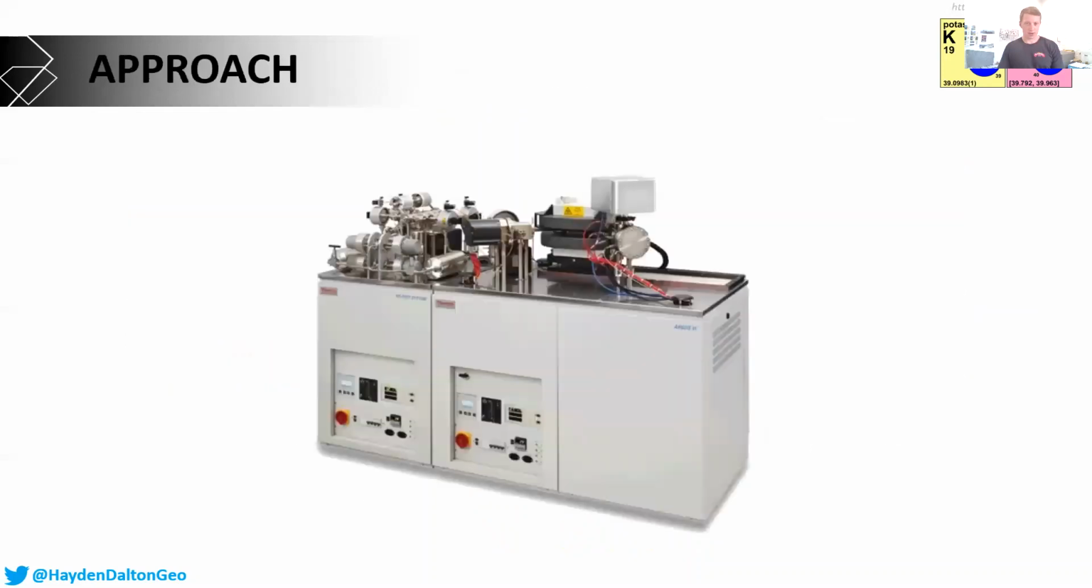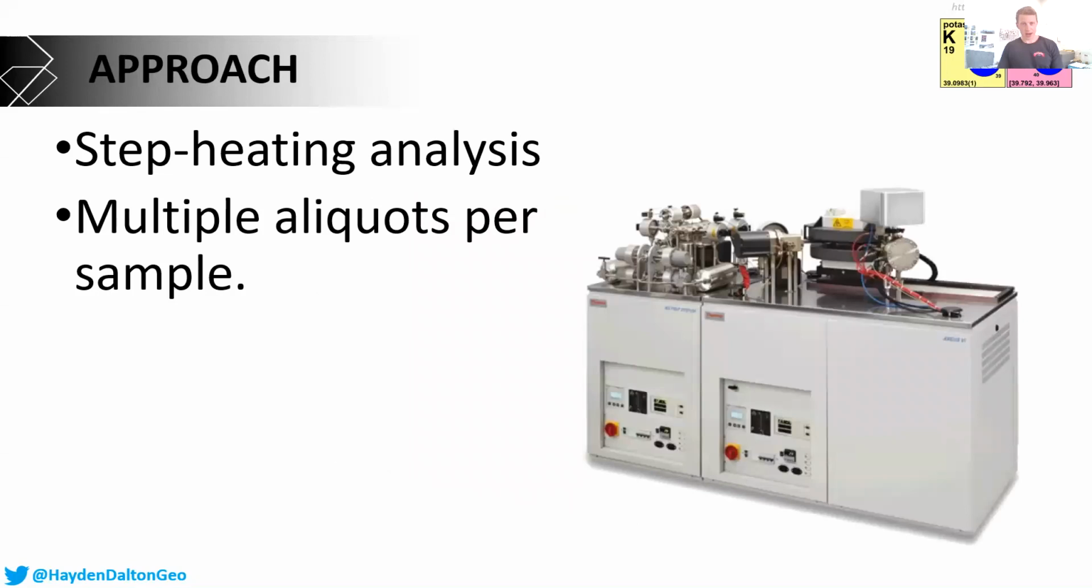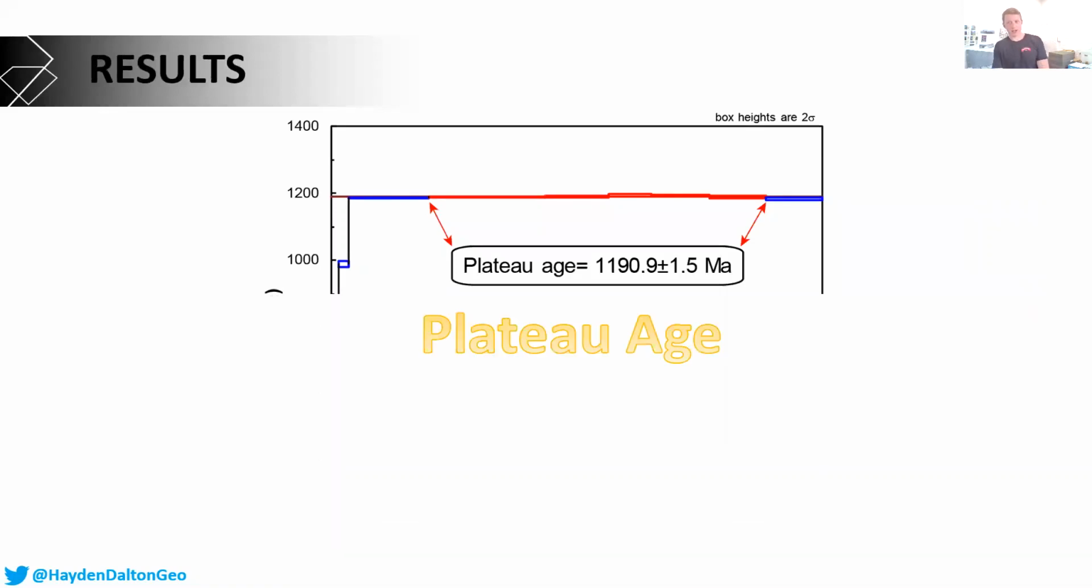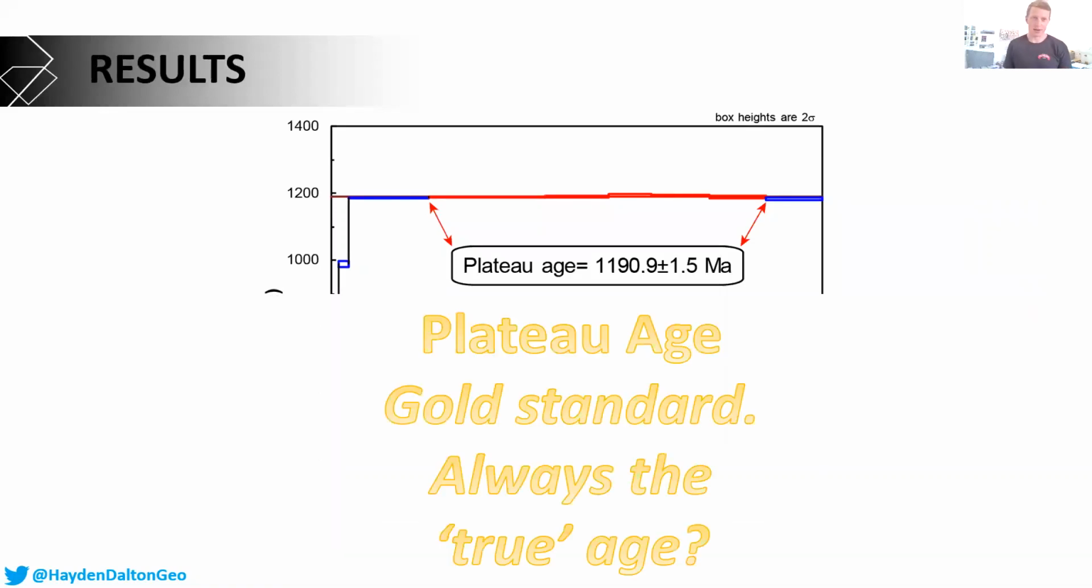My approach was to use an Argus-6 mass spectrometer using heating analyses, and we used multiple aliquots per sample to try and reproduce the numbers we were getting for individual aliquots. So in terms of results, we often think that the plateau age is the gold standard for argon-argon dating. But I was always curious, is this really the true age? Is it an accurate age? We know it's precise, but is it accurate?